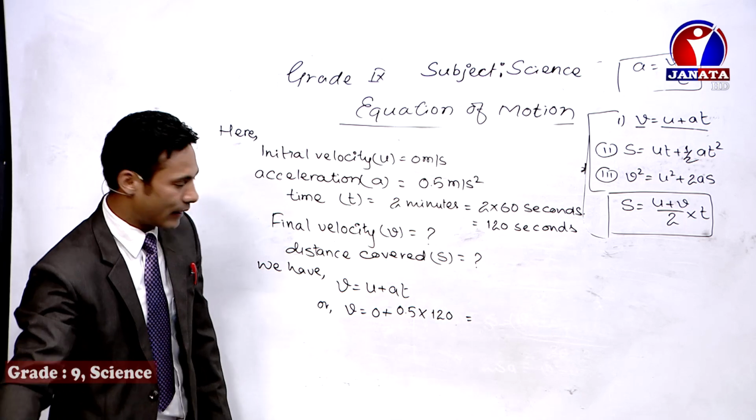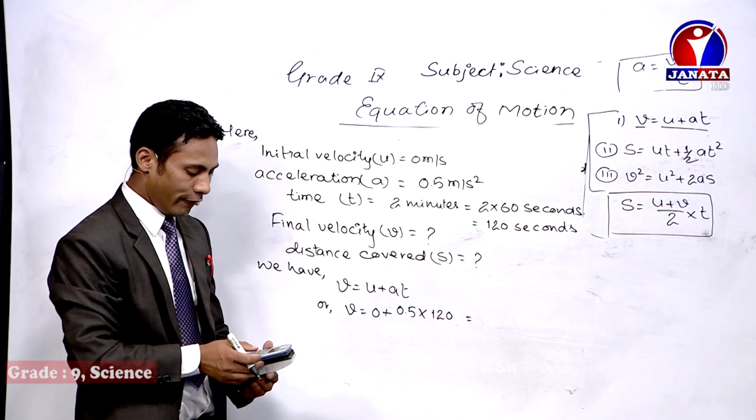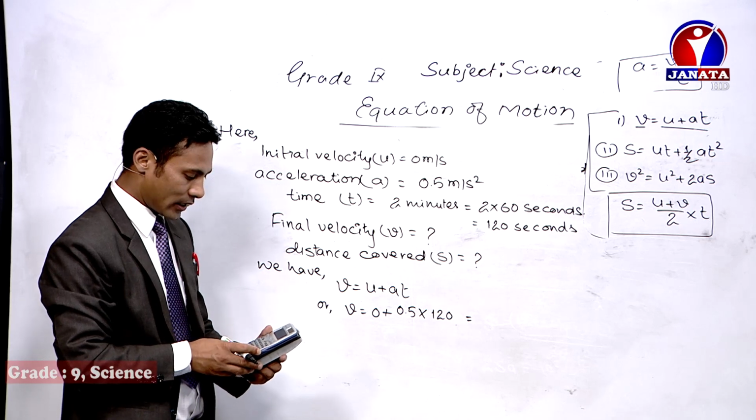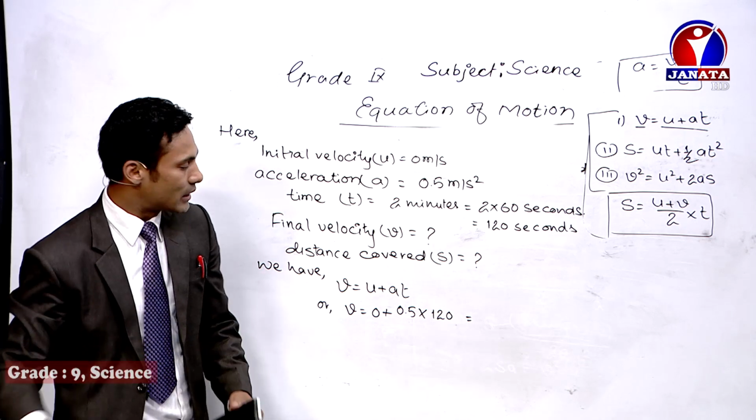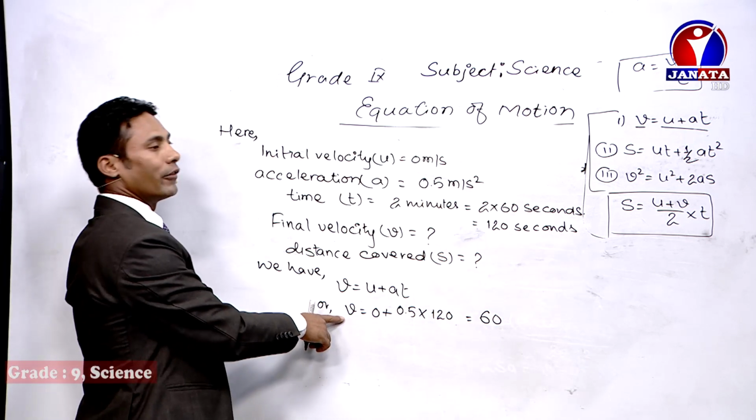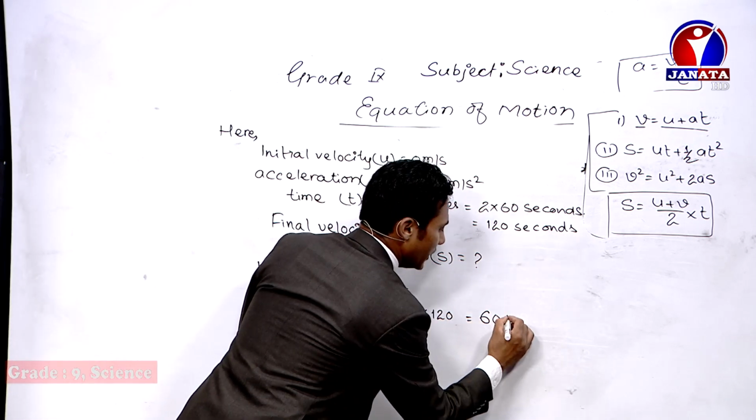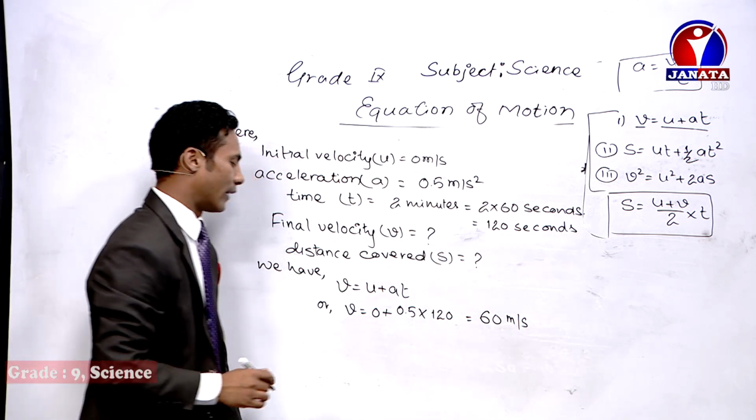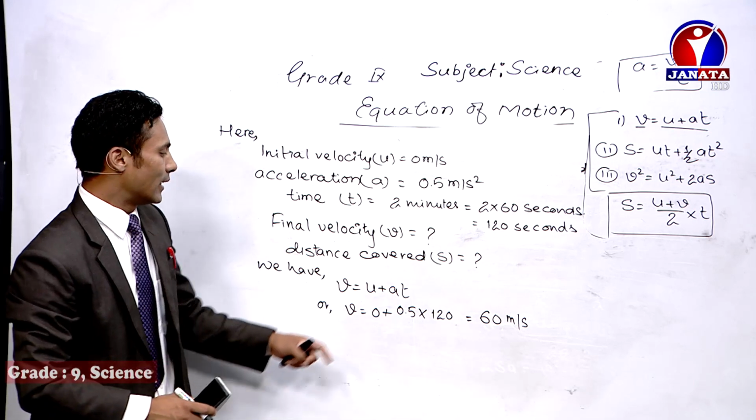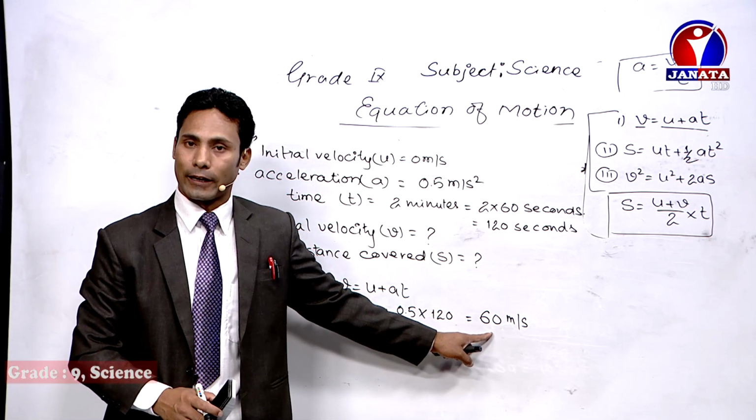So whenever you calculate this, then you will get the answer, right? It is the final velocity. So 0.5 into 120 gives 60. That is 60. What is the unit? It's a velocity, that's why it's meter per second. So the final velocity of the car after 2 minutes is 60 meter per second.